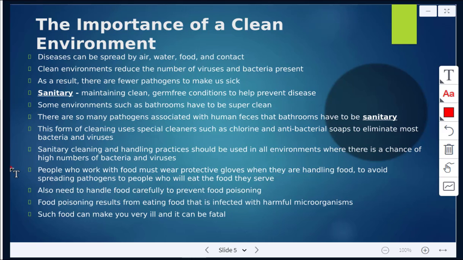And people who work with food should be wearing protective gloves when they're handling food to avoid spreading pathogens to people who will eat the food that they're going to serve. They also need to handle food carefully to prevent food poisoning, because food poisoning does result from eating food that's infected with harmful microorganisms. And eating that food can make a person very ill. It can also be fatal.